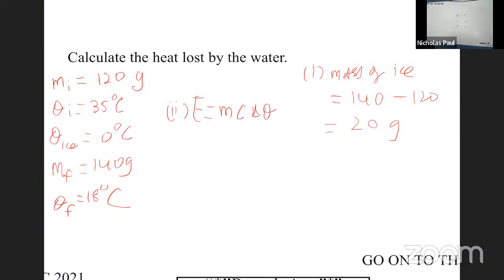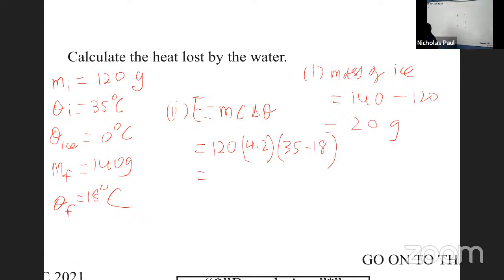Right, go back here, work it out fast. Plug in your values, work it out. What do you think? Right, so as we said, the mass is 120. C is 4.2, and the temperature changes how much? 35 minus 18, which is 17. So the energy supplied is the same thing as the energy being lost, right? How much is that? 8,568. Nice. So that's the heat lost by the water. So the heat lost by the water is the heat gained by the ice, right?